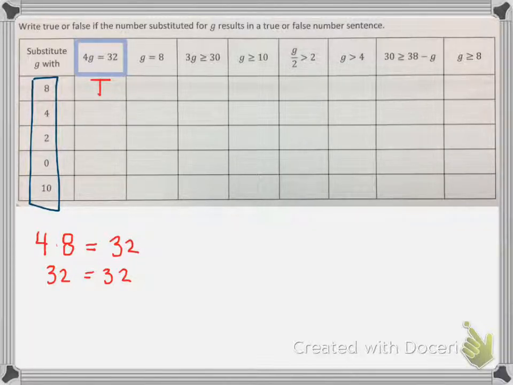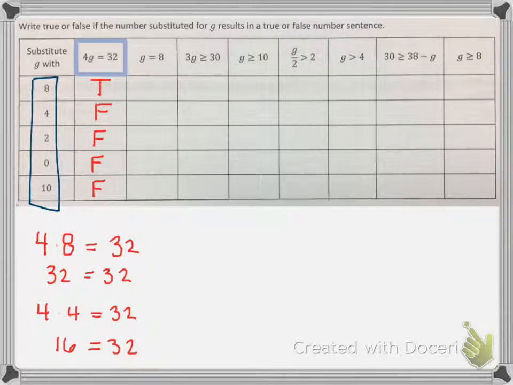Plug a 4 in, so I'm going to rewrite it. 4 times 4 equals 32. 4 times 4 is 16, so 16 equals 32. Well, that's false. In fact, 4 times 2 is 8, and 8 doesn't equal 32, so that's false. 4 times 0 is 0, and 0 doesn't equal 32, so that's false. And 4 times 10 is 40, and 40 doesn't equal 32, so that's false also.